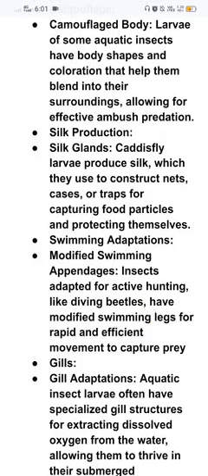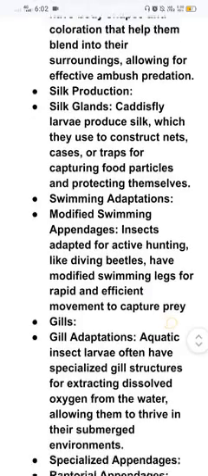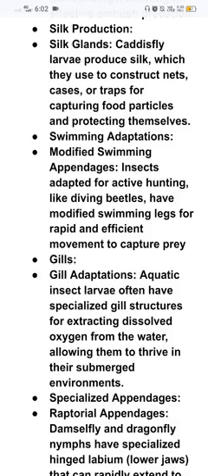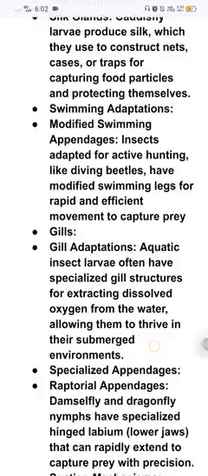Silk glands are there, which produce silk, which can be used for the construction of nets, cases, or traps, whatever it may be, which will definitely help them capture food. Then swimming adaptations, modified swimming appendages. Insects adapted for active hunting, like diving beetles, have modified skimming legs for rapid and efficient movement to capture prey.